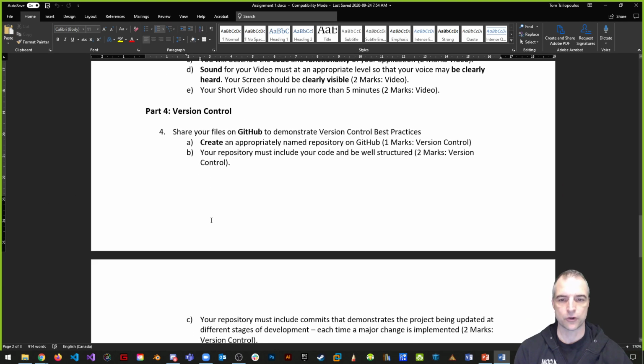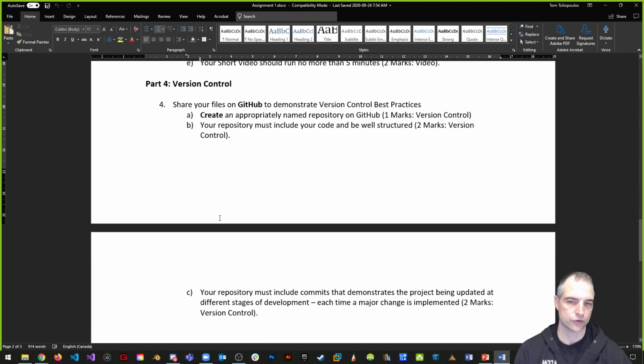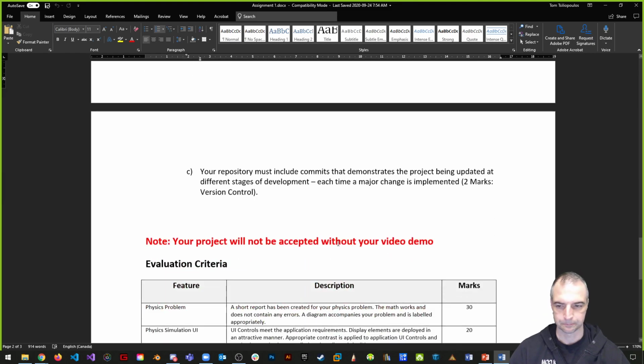And finally, version control is part of this. You must have version control as part of this whole thing. It's worth 5% of it. If you don't have version control, you'll lose 5% off the top.